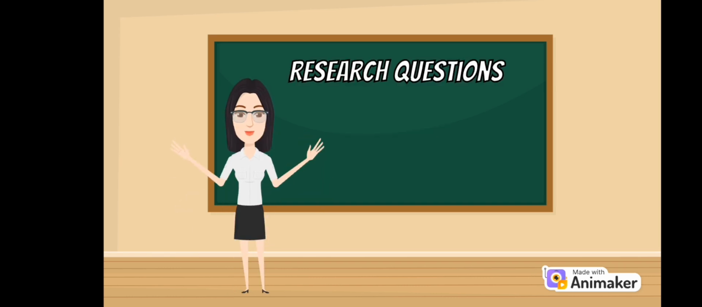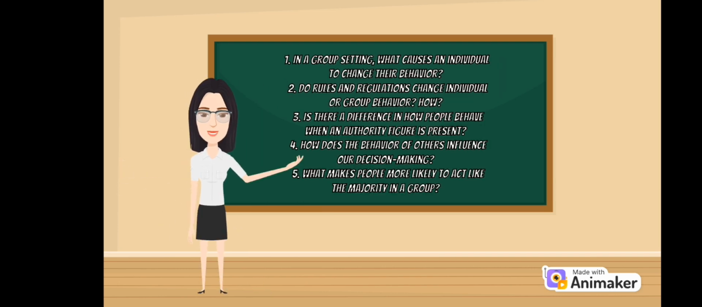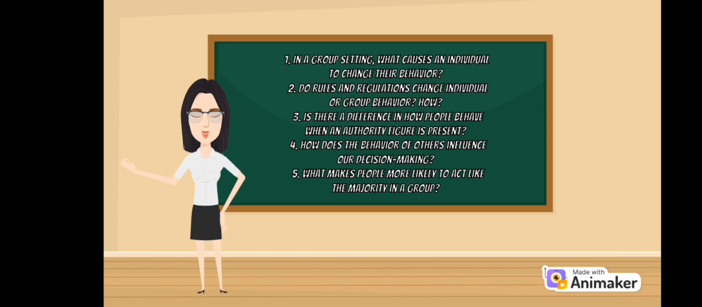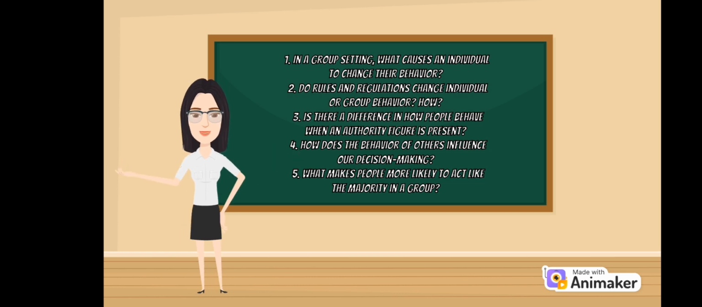Let us now proceed to the research questions that will be answered through the data that we've collected in our observation. 1. In a group setting, what causes an individual to change their behavior? 2. Do rules and regulations change individual or group behavior? How? 3. Is there a difference in how people behave when an authority figure is present? 4. How does the behavior of others influence our decision-making?